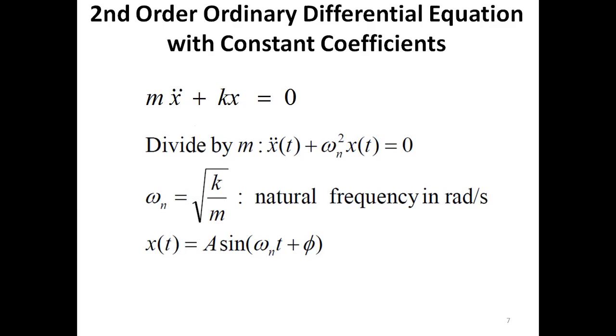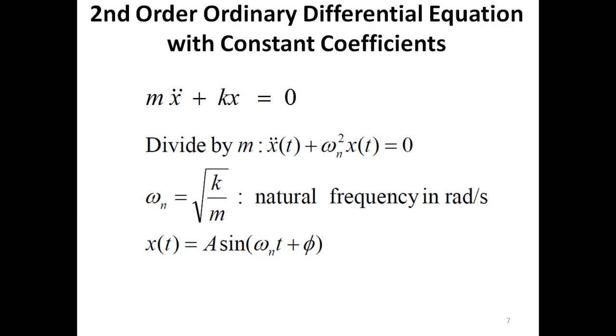Now, if we divide the equation with m, as last time we discussed, then we would have x double dot plus k by m x is equal to 0, and k by m is actually the frequency square, omega n square. So dividing by m, the equation in the standard form would be x double dot of t plus omega n square x of t is equal to 0, where omega n is equal to under the root k by m, which is the circular natural frequency in radians per second.